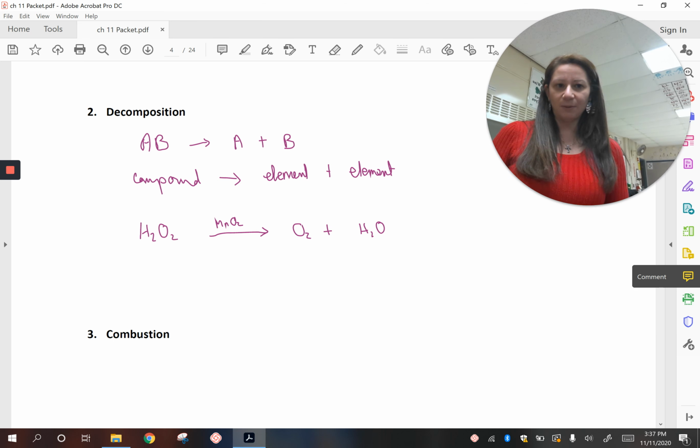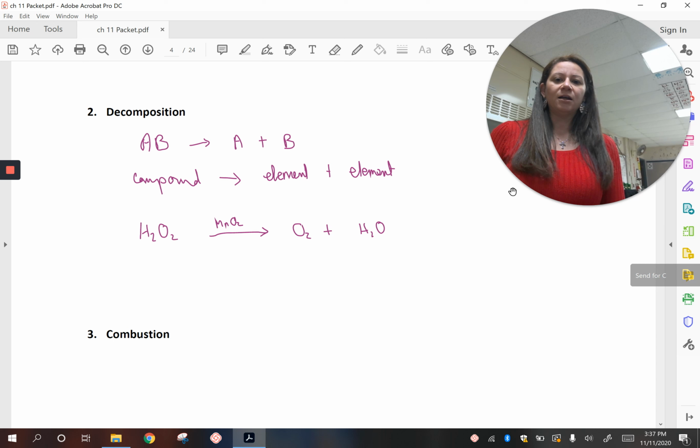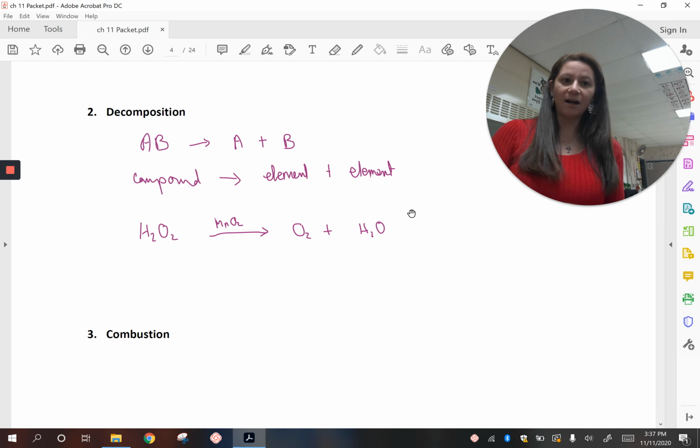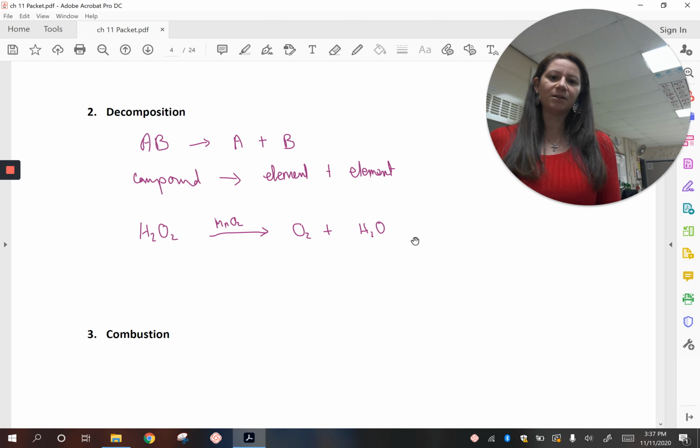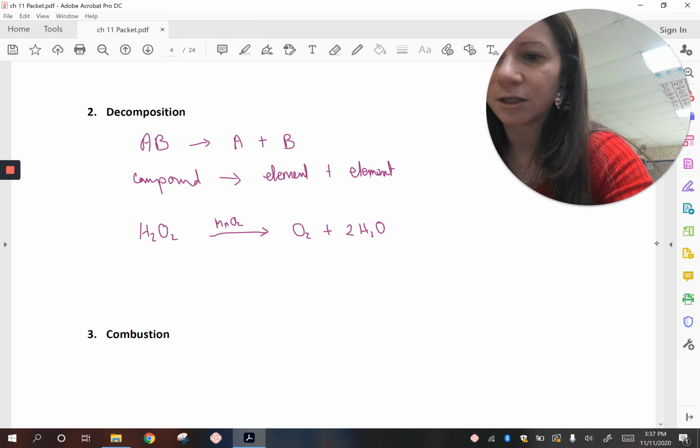Now, this is just an example for us in class, but the problems that you will have to figure out will always be you break up your compound into its elements. This one's breaking up into an element and a smaller compound, but it's still considered decomposition. Let's balance it. So you would need a 2 here and a 2 there.